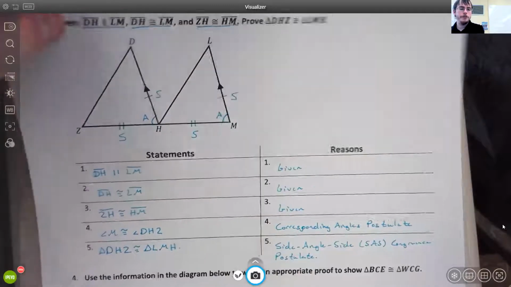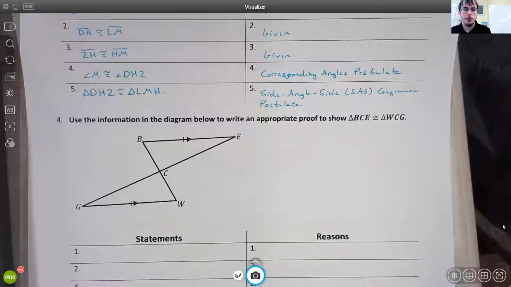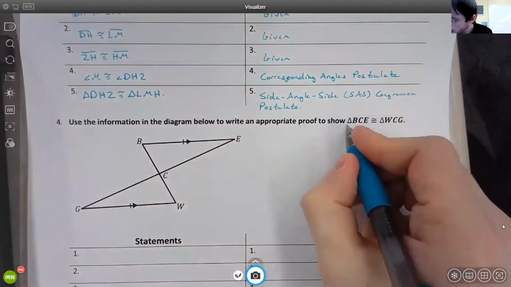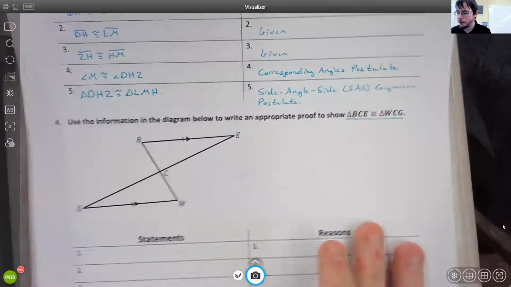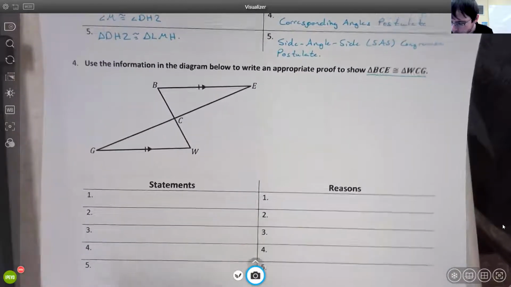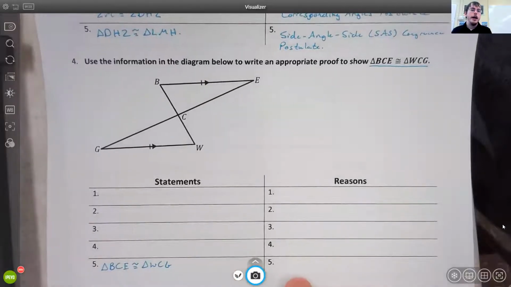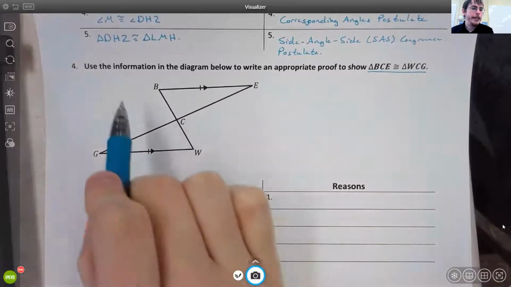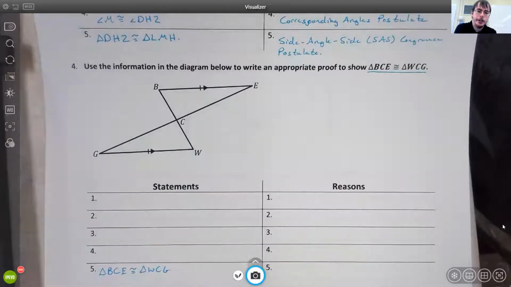Number 4, we want to use the information in the diagram below to write an appropriate proof to show triangle DCE is congruent to triangle WCG. Okay, so that's going to be what we're proving. So that's going to be our last statement here. And let's see what we have. We don't have anything stated in the problem that we want to do, or anything that we're given anyway. But so let's look at our diagram here.